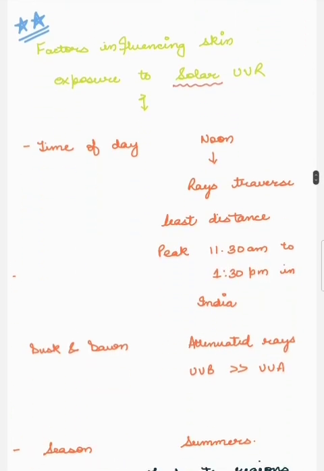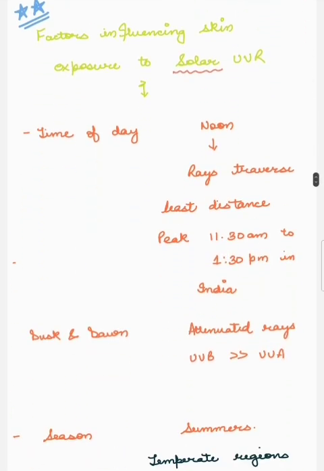Okay. Factors influencing skin exposure to solar UV radiation, first of all, is the time of the day. So noon. At noon, the rays have to traverse the least distance. For example, this is the surface of the earth. This is the sun at noon and this is the sun at any other time, okay? Be it dawn or dusk. So the distance that is traversed at noon will be the least and the distance at other times will be more.